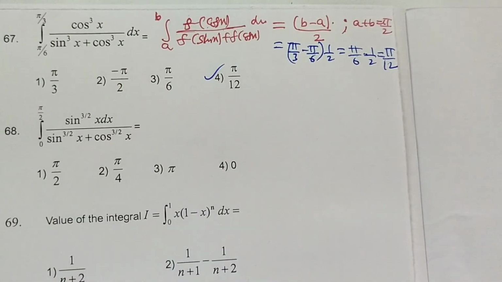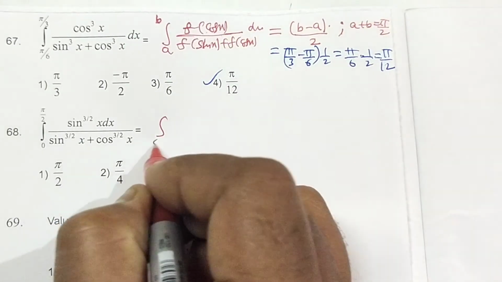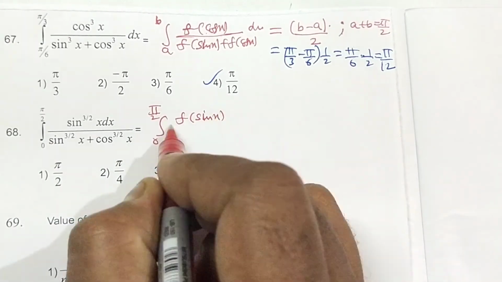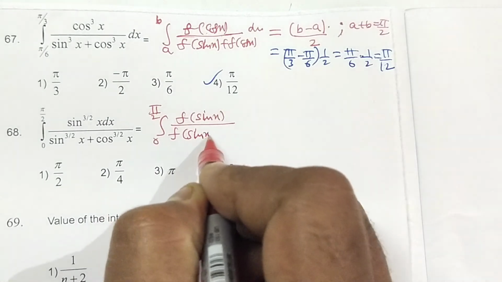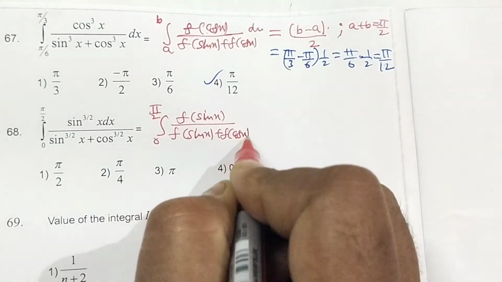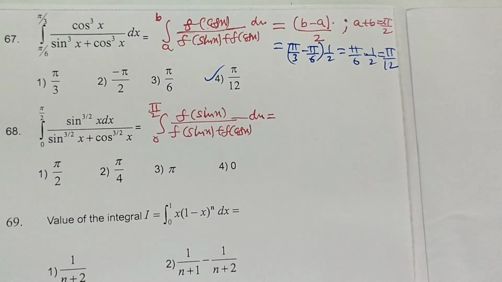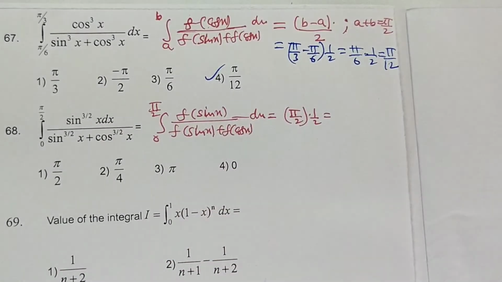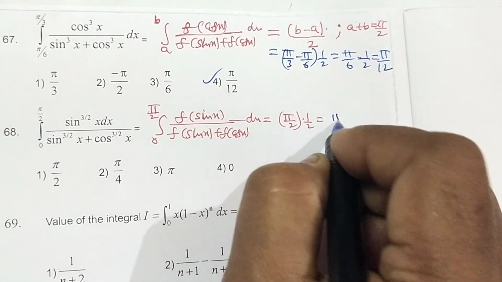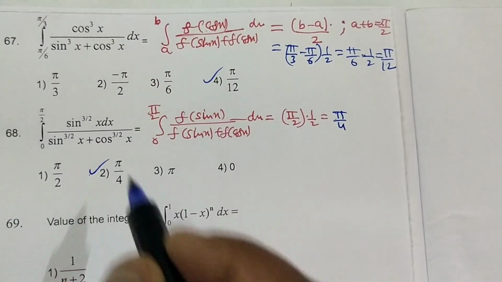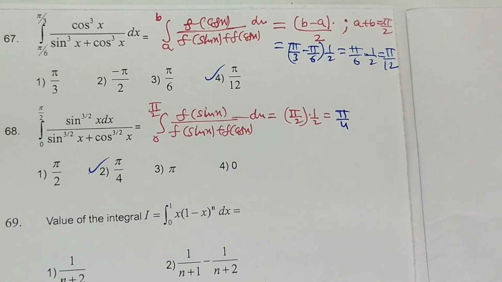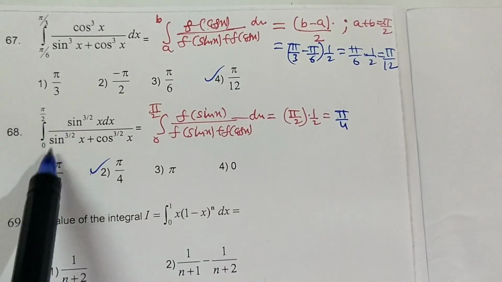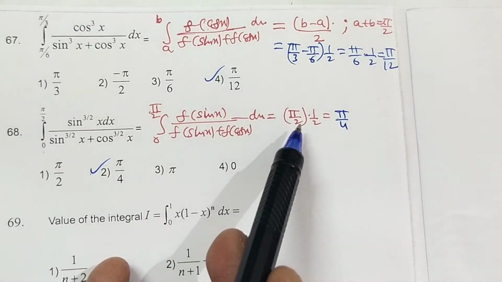Similarly, integral 0 to pi by 2, direct question, f of sin x divided by f of sin x plus f of cos x. Whenever there is a combination of sin and cos with integral 0 to pi by 2, the answer is upper limit by 2, so 1 by 2 by 2. So always the answer is pi by 2 by 2, which is pi by 4. So the answer is the second option. Again you apply the formula b minus a by 2. So pi by 2 minus 0 by 2, so 1 by 2, so pi by 4.